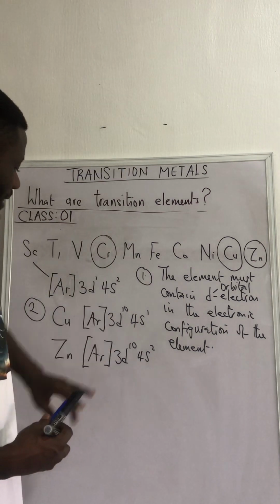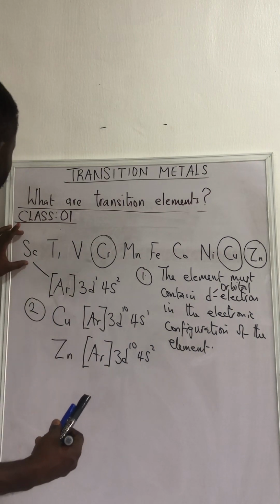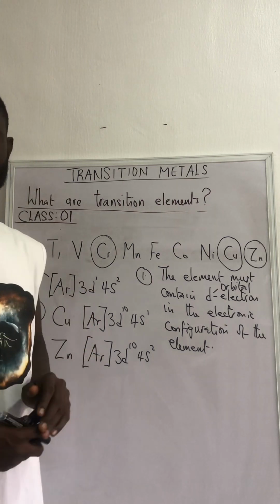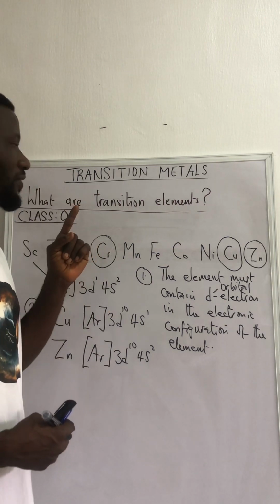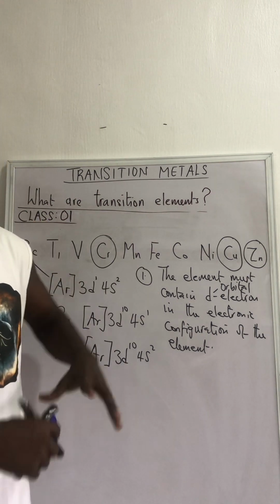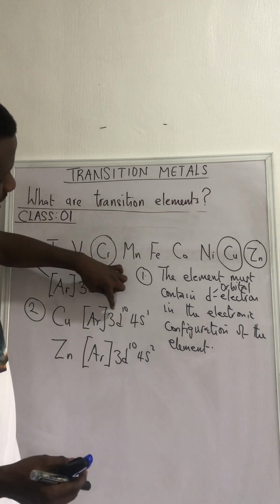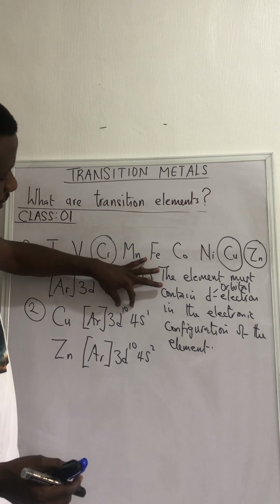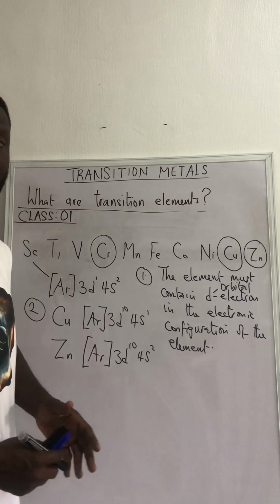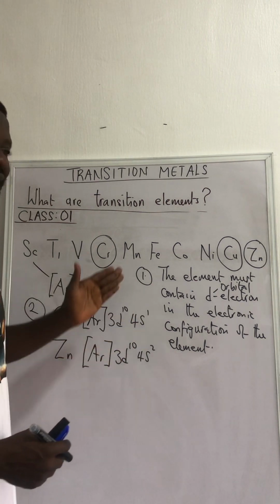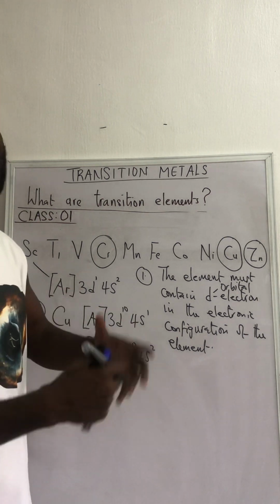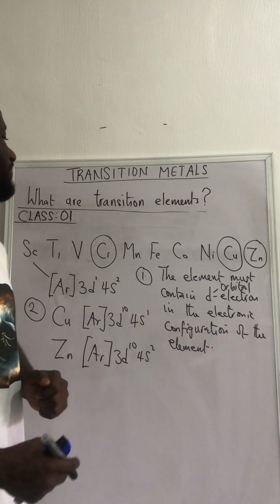Now, when you look at this, out of the 10 elements here, these two are also transition elements according to modern definition. But in the real sense of it, since the 3d orbital is completely filled and the 3d orbital here is also completely filled, it then means they are not regarded as a full member of transition elements.